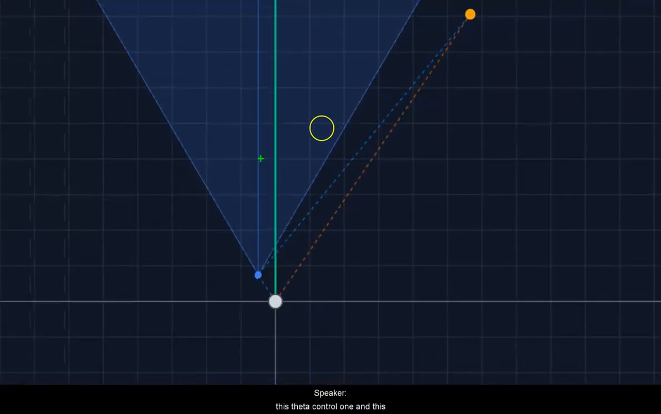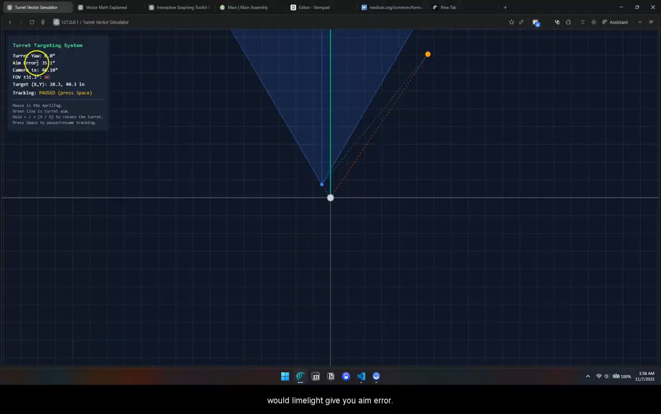Control one, this data. Okay. Would Limelight give you aim error exactly? Not really, because it's not in the range, so it wouldn't give it to you. But since this is simulation, I could get the error value.